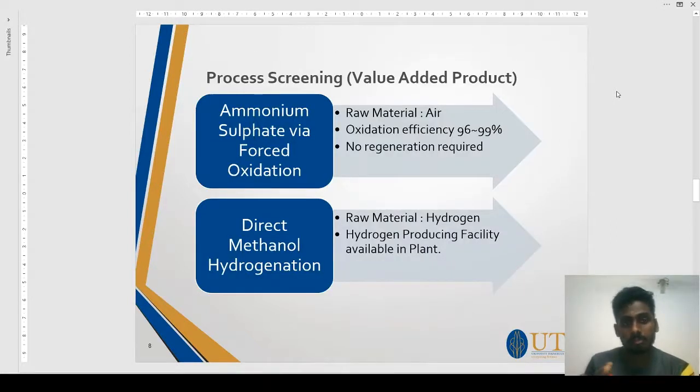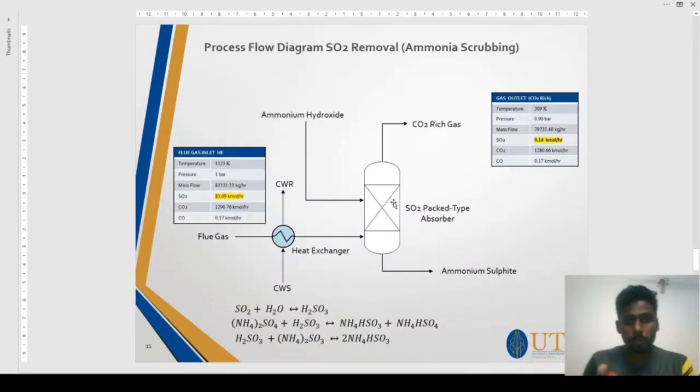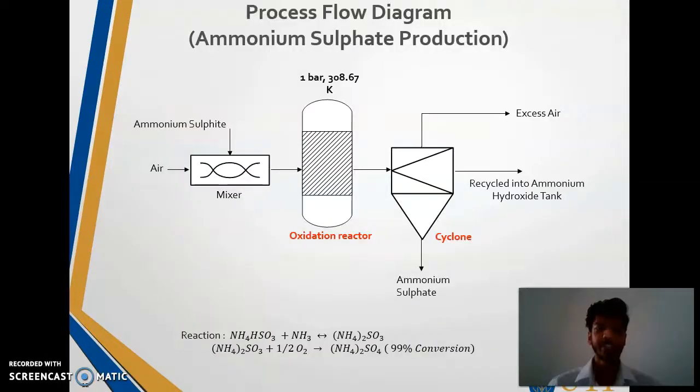For the value product, we did the process screening, and we found out that ammonium sulfate is produced via forced oxidation, and methanol via direct hydrogenation. For SO2 removal, as you can see, the flue gas enters here and reduces temperature using a heat exchanger with cooling water. When it goes into the tower, there will be an inlet of ammonium hydroxide at the top of the tower, and at the bottom there will be the product ammonium sulfite, and there will be a CO2-rich gas on top.